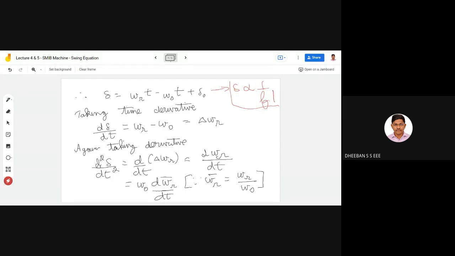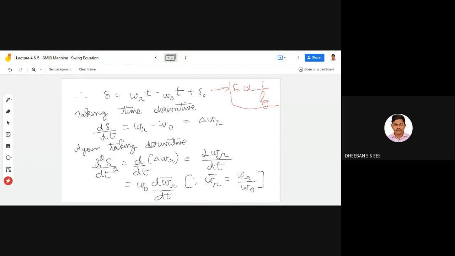So if the frequency increases, your del value decreases. If the frequency decreases, your del value increases. So this is an important equation that relates your del, your rotor angle, and your frequency. Okay, and after this, we'll be taking the time derivative.